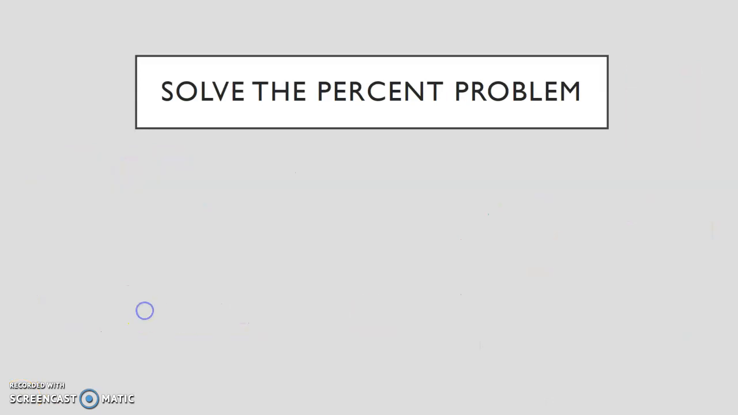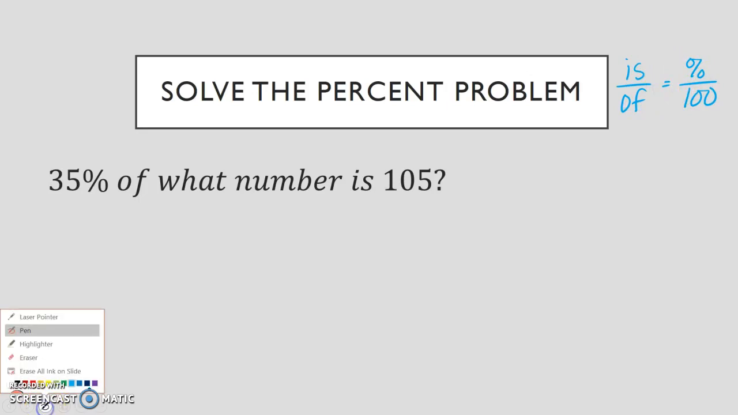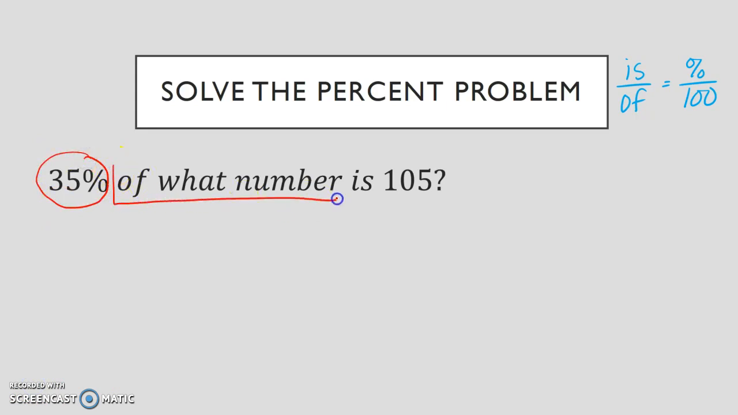Our last type of problem is still a percent problem, but here we're missing a different value. So we're still using the idea is over of is equal to percent over 100. That's still staying here. But now instead of not knowing the is, we don't know the of. We've got 35%. We're in a box of what number? That's the unknown. Is 105. So we're going to set up the same proportion, just our numbers are going to be in slightly different spots. So we've got is 105, of is the unknown, so that's going to be x, is equal to 35%, which is 35 over 100.